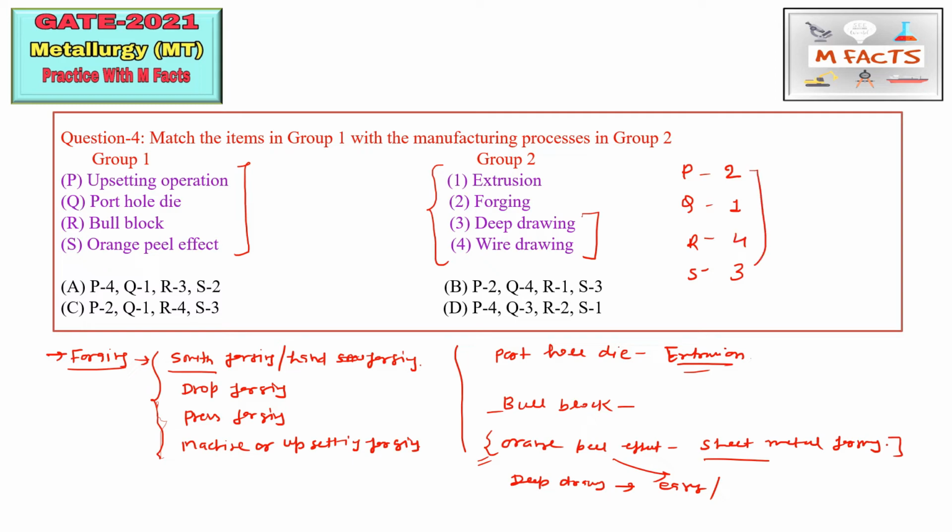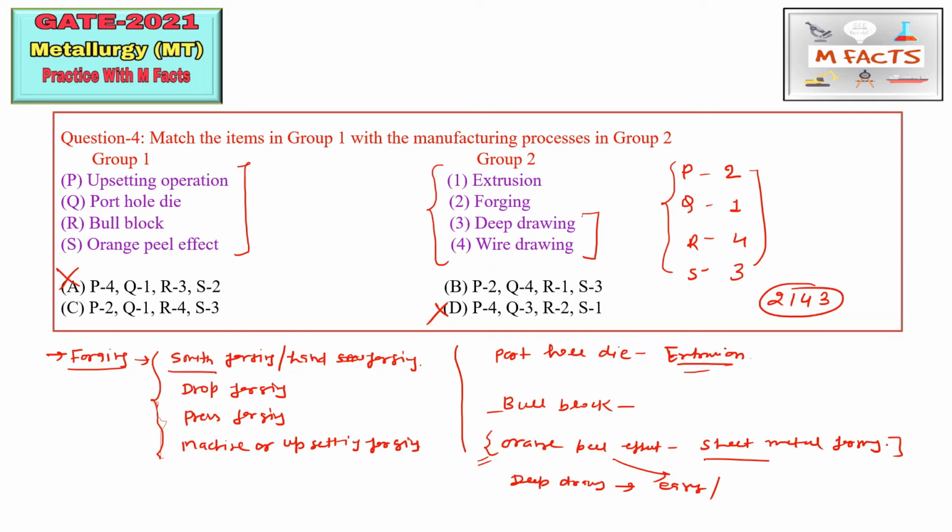So now we are having the code 2143. Options which start with anything other than 2 we can cross out, because we know our concept is good. We already found that this is the correct code for this matching type of question. So D option is wrong, A option is wrong. Now B and C are there, so B is 2 4.